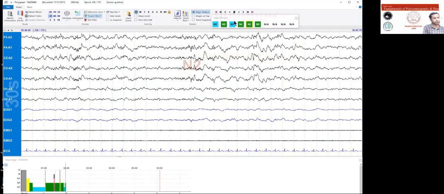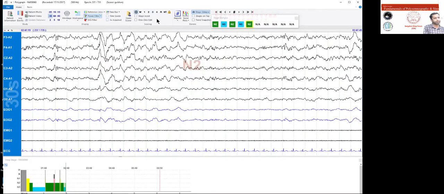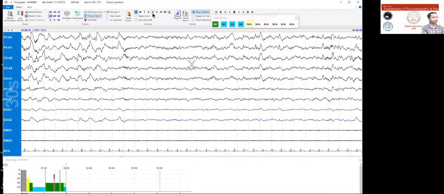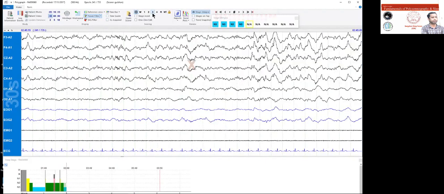Slow wave activity is present here, so this was marked wrongly. You have to correct it. Okay, N3. This is again N2, we marked it, but this is wrong. This is actually N3. Slow activity is there. N3. Slow activity is there. N3.